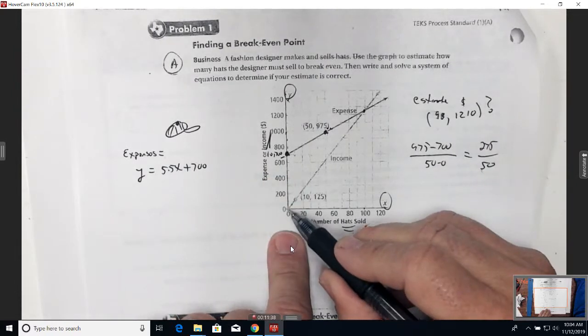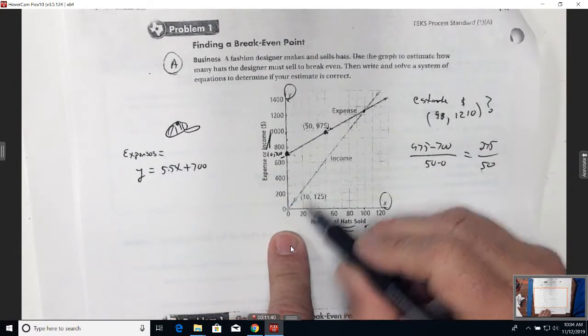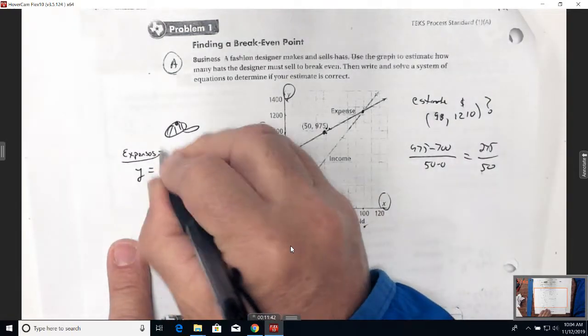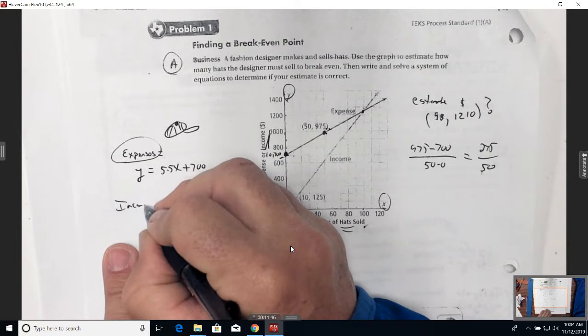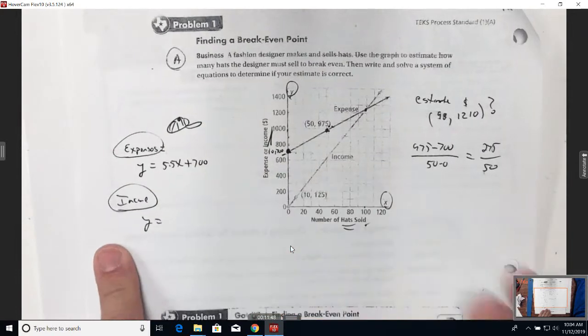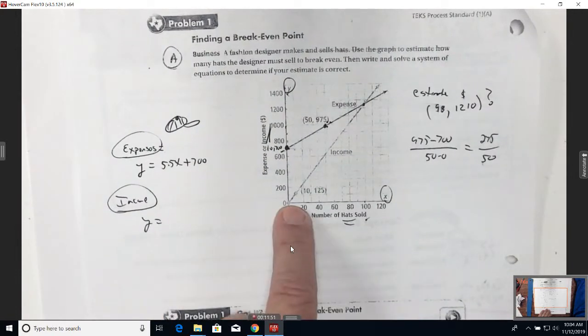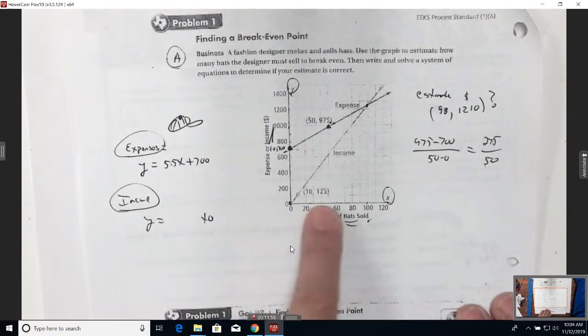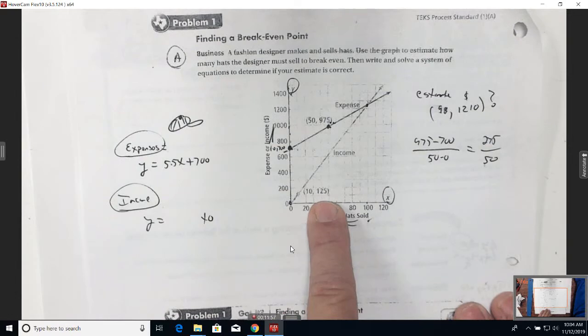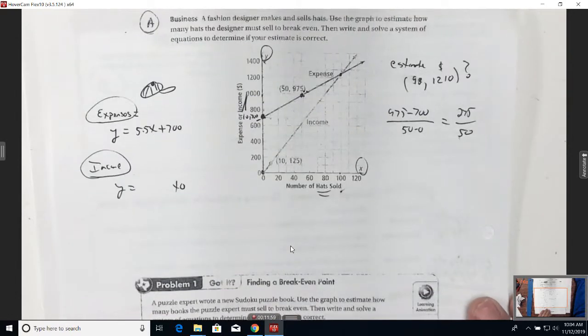All right, so what's the equation for this? We'll put that in slope-intercept form. This is my revenue, right? So this is my expenses. So this is my income. What's my income function? That would be the money that I make is equal to my y-intercept. That's 0. And then figure out the slope. Because I can put it in slope-intercept form to find that one, right?